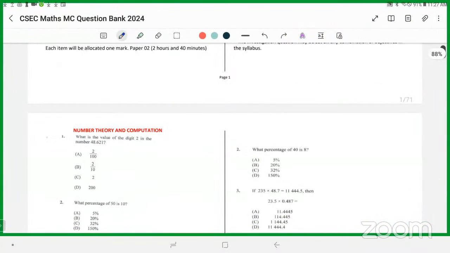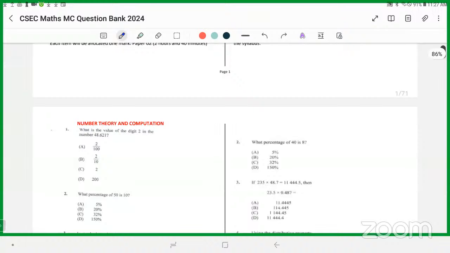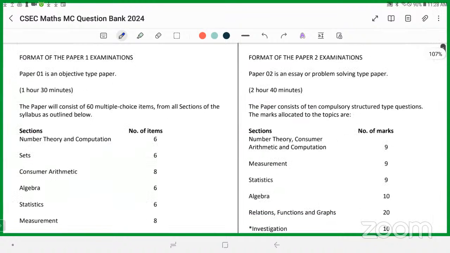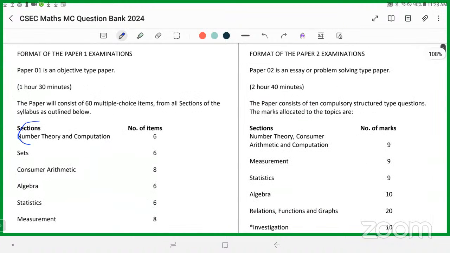All right. So today we're going to do number theory and we're going to do sets. That's what I said for today, right? Number theory and sets. Those are like the first 2 sections. All right, let's go.